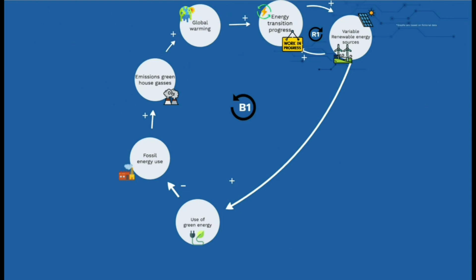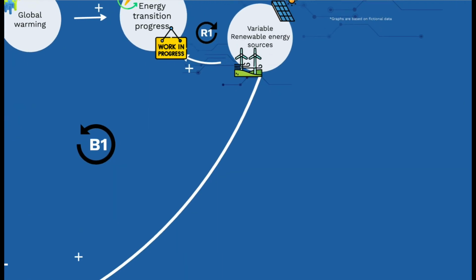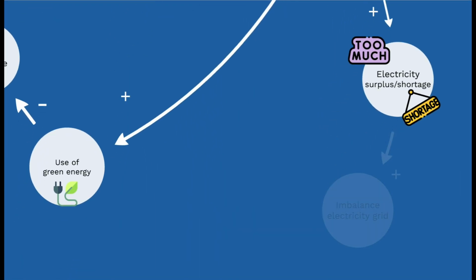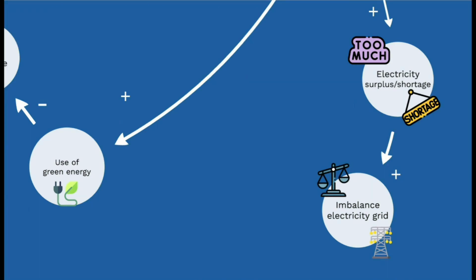What is happening here? The variable renewable energy sources not only have a positive relation to the progress of the energy transition, but also lead to a surplus or shortage on the electricity grid. This is because renewable energy sources are weather dependent, meaning that there are only renewable energy sources available when the weather allows it. The surplus or shortage leads to an imbalance of the electricity grid.